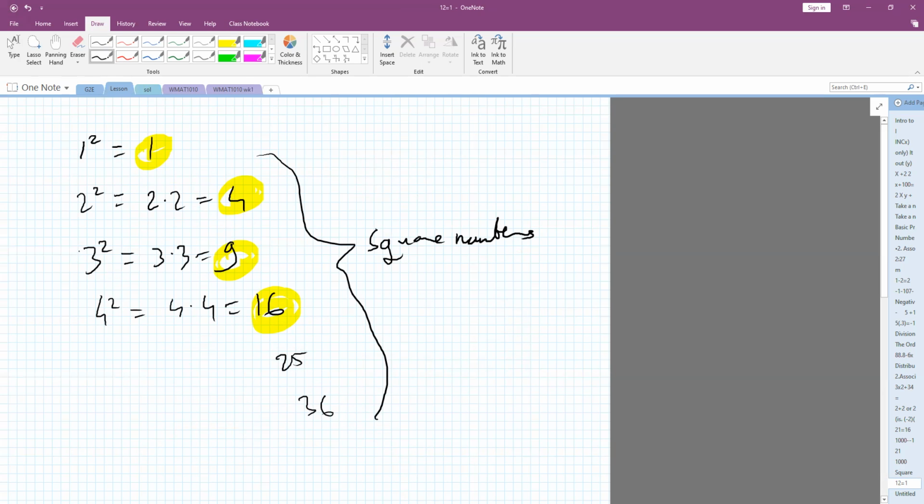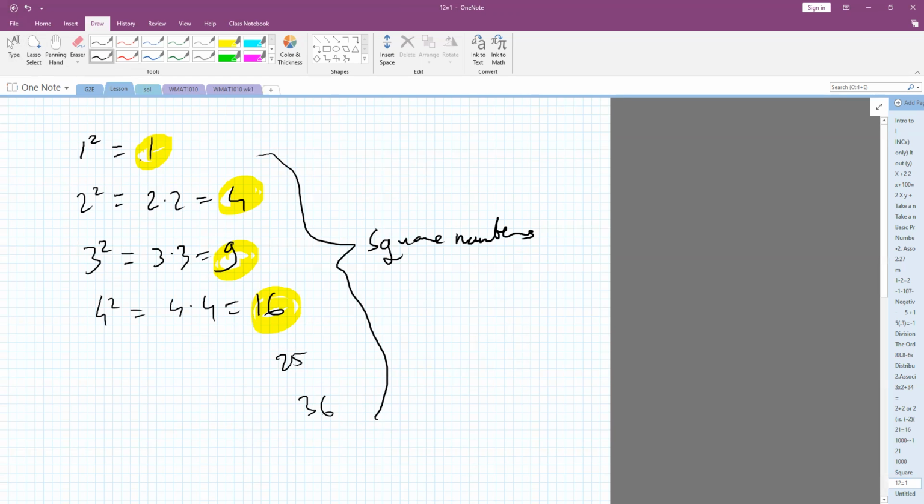Because if you think about it, if you have a square, that's 4 times 4, 1, 2, 3, and 4. Okay, that's a square. That's a very good idea. Look, you can think like that also.